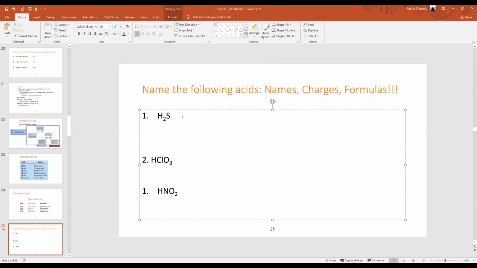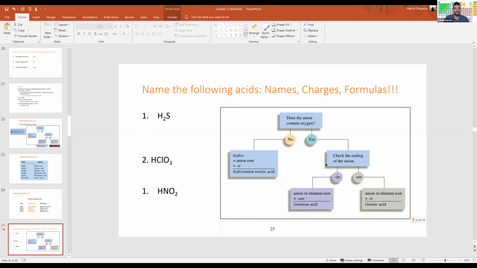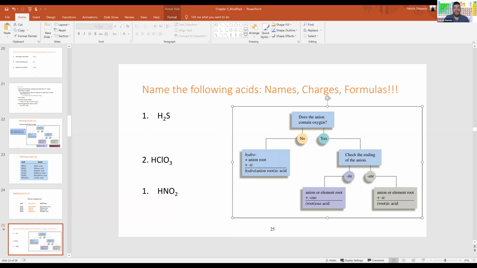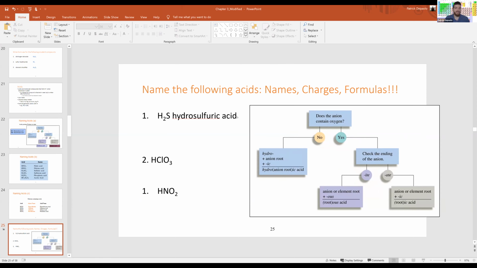Okay, so good. All right, let's name these acids. If we look at our chart, let's look at it. Does the anion contain oxygen? In this first case, it does not. All right. Hydro, anion root. So it would be hydro. The anion root is sulfide, and you get rid of the IDE and add IC. So it would be hydrosulfuric acid, different than sulfuric acid.